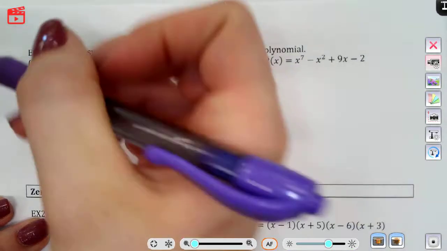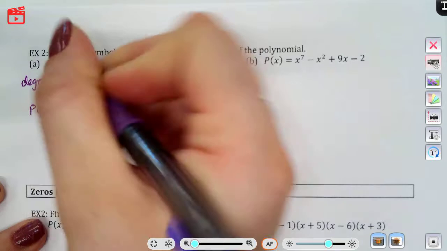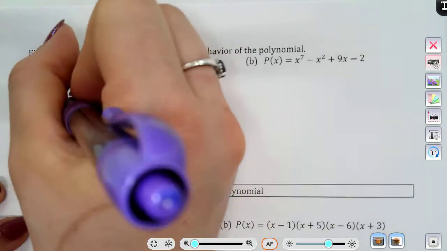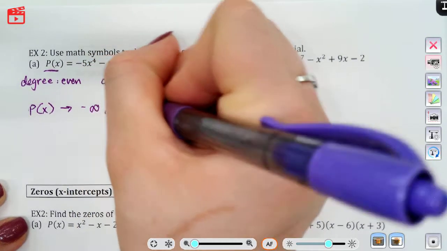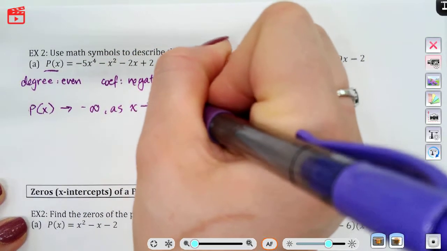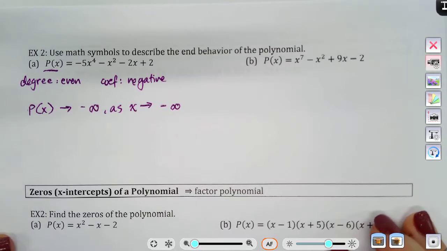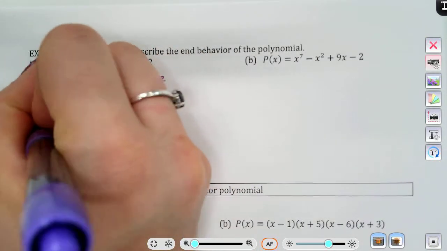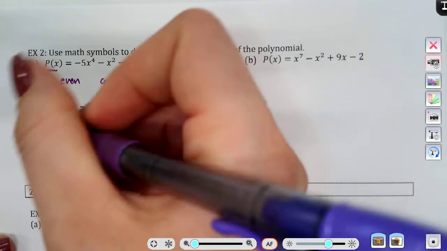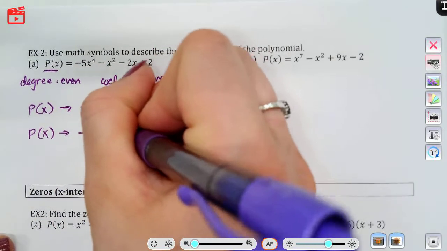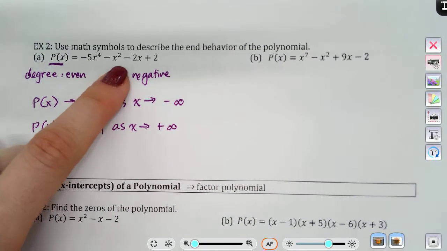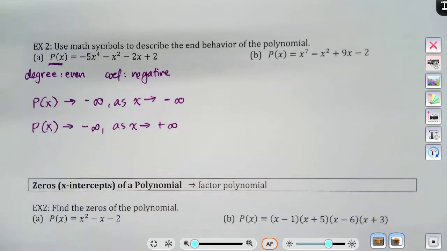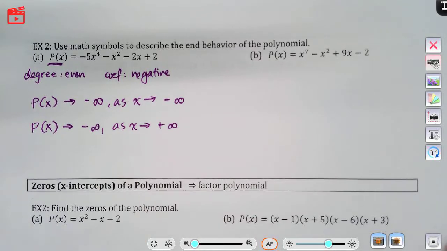So the end behavior is p of x. Remember, we're using p of x, not f of x. p of x approaches negative infinity as x approaches negative infinity. And then p of x approaches negative infinity again, but as x approaches positive infinity. If you want to figure out what these graphs look like, you can plug them into your calculator and see if the end behaviors do indeed match what we've described.